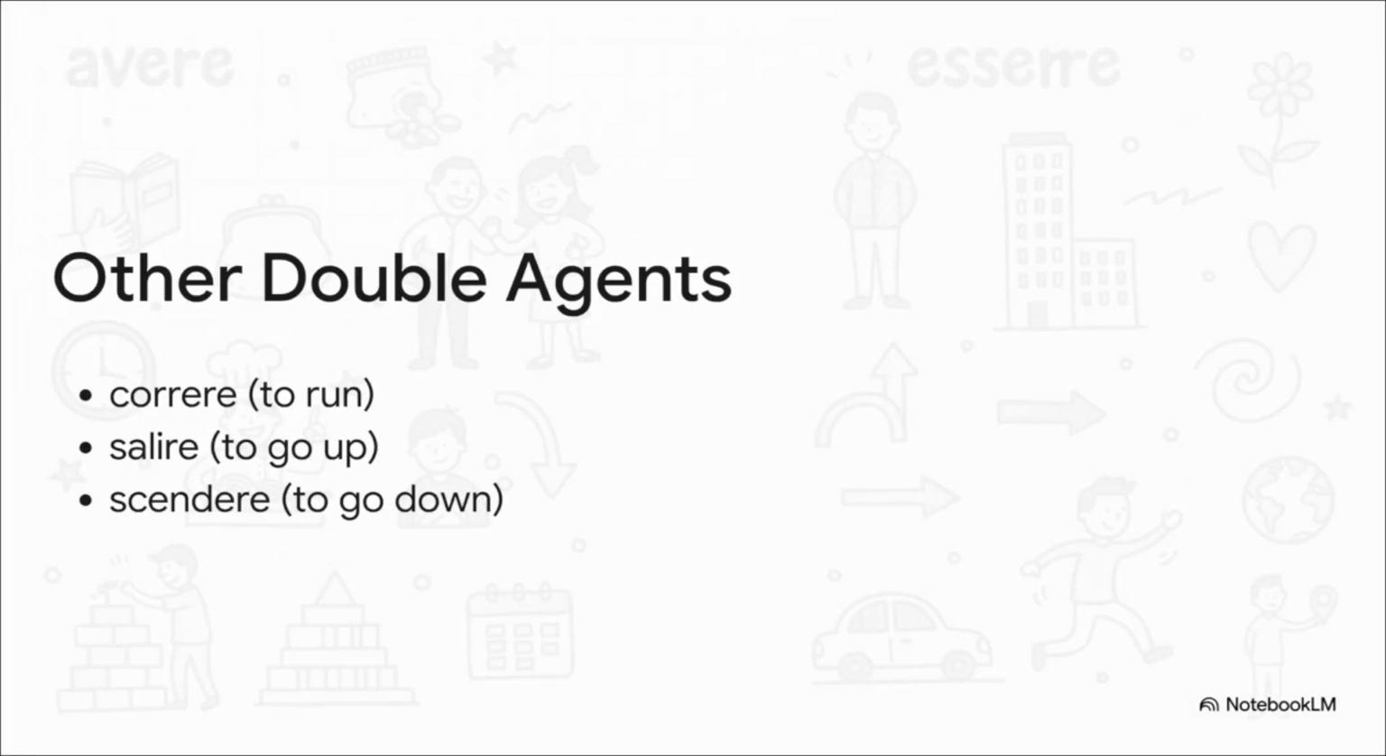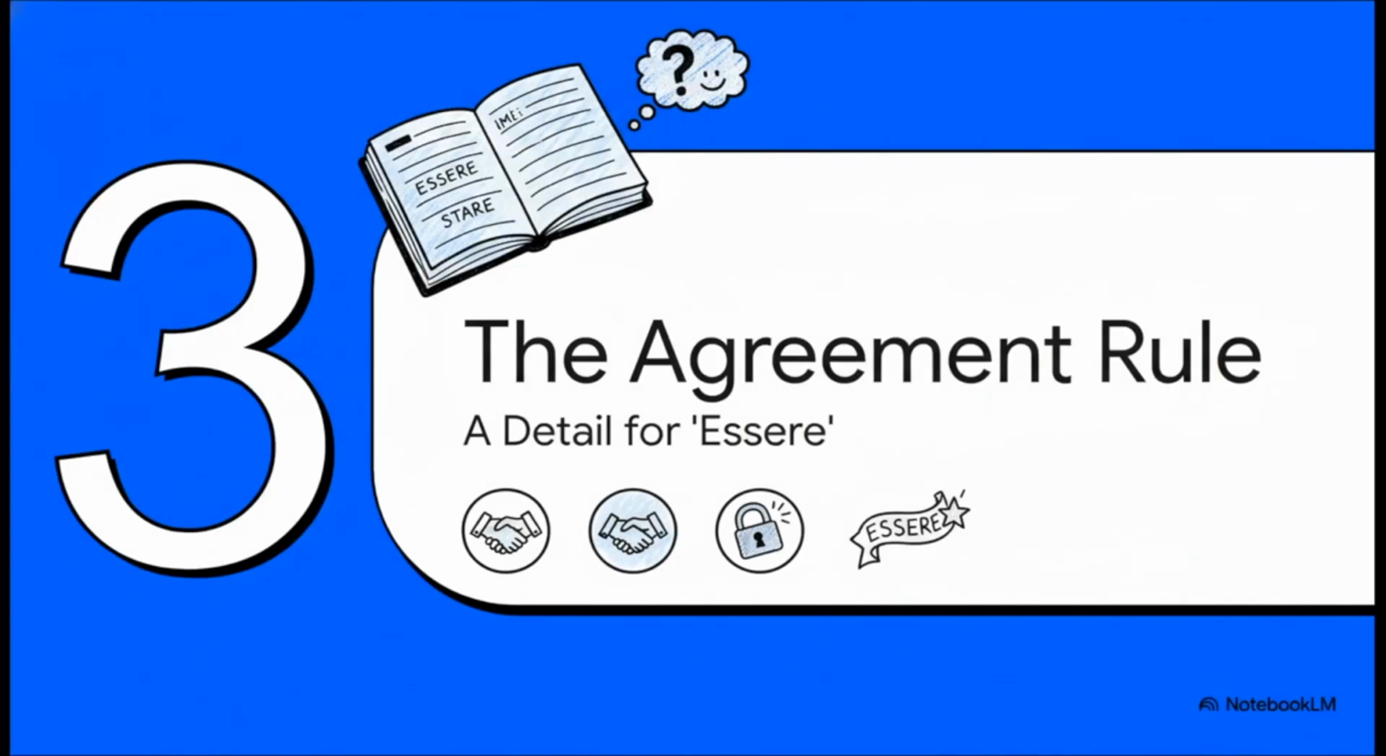And you know what? Correre is not the only verb living this double life. Oh no. Verbs like salire, to go up, and scendere, to go down, do the exact same thing. Okay, so you've identified an intransitive verb, you've correctly chosen essere. Awesome. But hold on, you're not quite finished. See, essere is a bit needier than avere. It comes with one extra, super important rule you just can't forget.